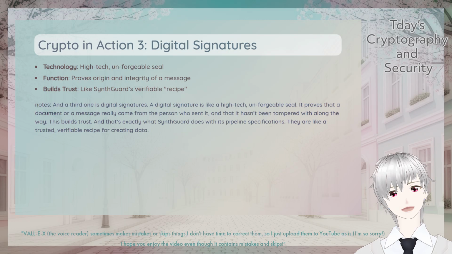And the third one is digital signatures. A digital signature is like a high-tech, unforgeable seal that proves that a document or a message really came from the person who sent it, and that it hasn't been tampered with along the way. This builds trust. And that's exactly what SynthGuard does with its pipeline specifications. They're like a trusted, verifiable recipe for creating data.